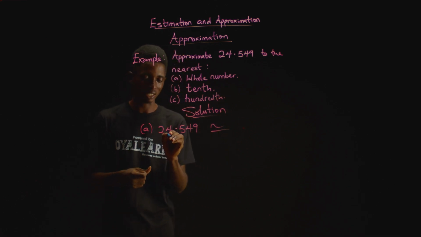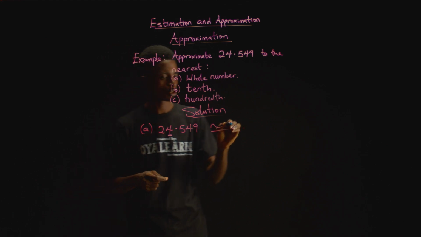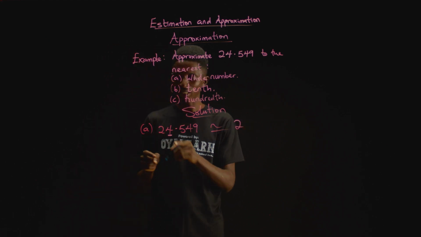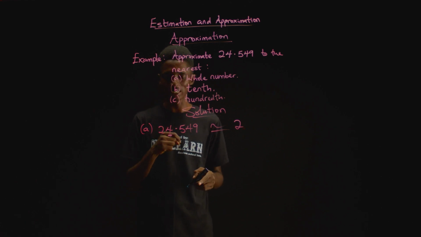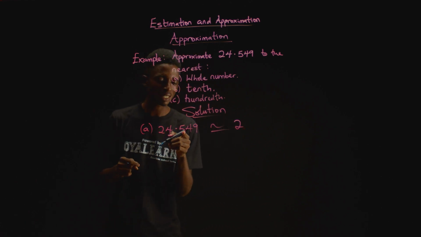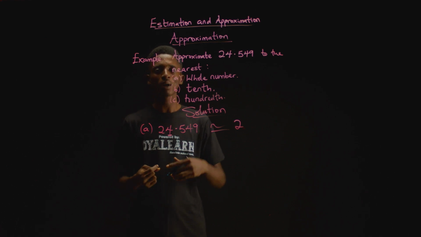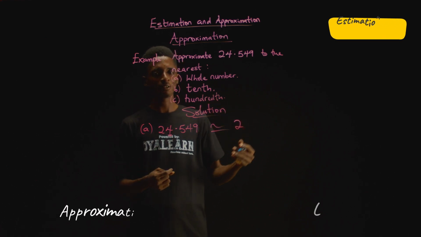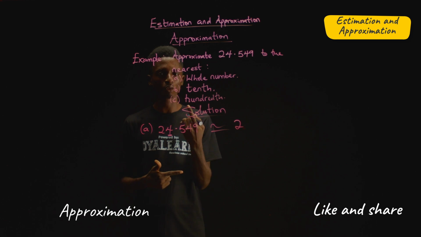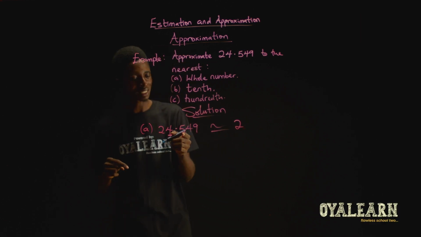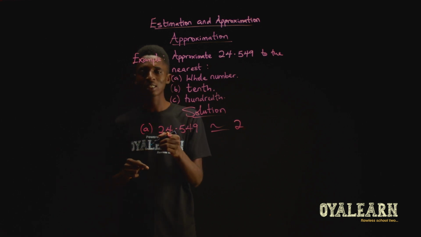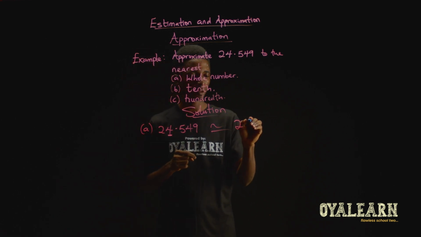So the digit of concern here is digit 4. Now, note that 4 is the one before the decimal point. That is why it is our rounding place. So the next digit to it is 5. And recall that when you have 5, 6, 7, 8, or 9, you round up, which means you increase your last digit by 1.